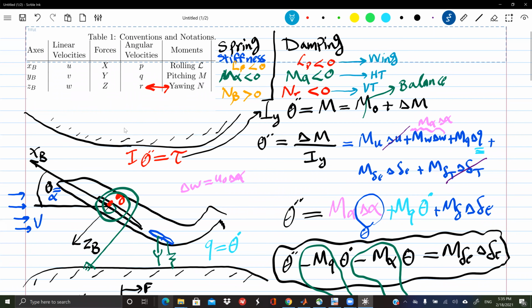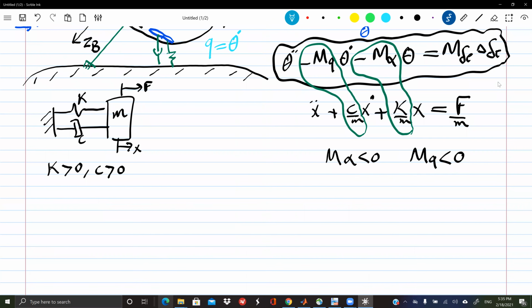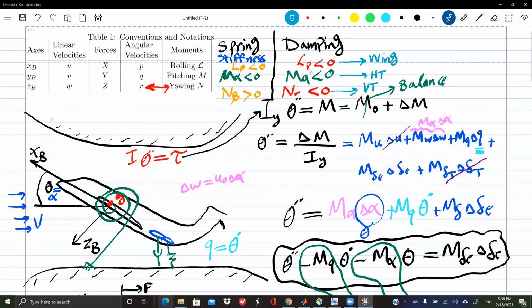Professor, for the damping, are they all negative because we're assuming a positive perturbation? Exactly. So this is natural. Why? Because they follow the same sign convention. We assume a positive r and get the resulting yaw moment. In order for stability and damping, it has to be opposing, of course. It must be negative, and this applies to all of them.